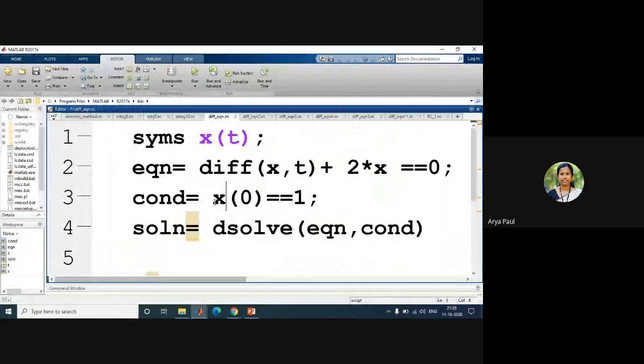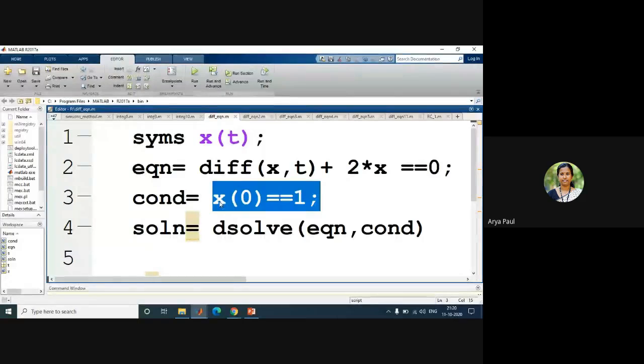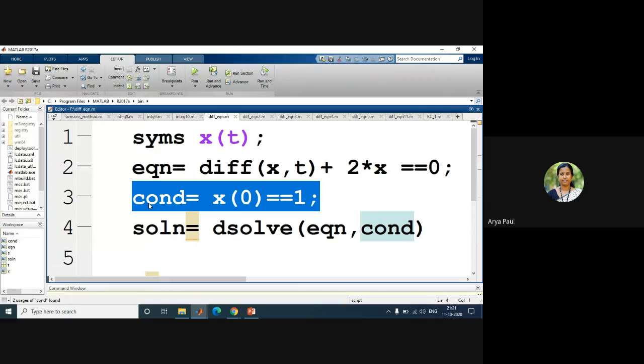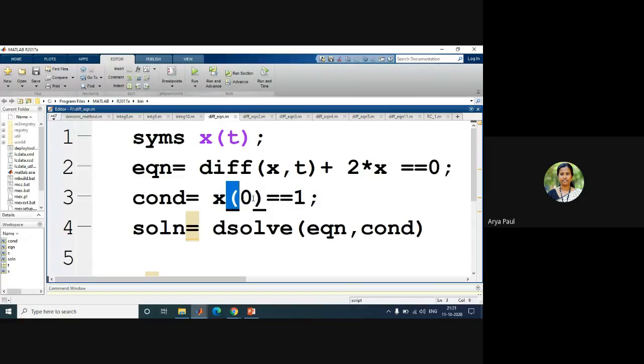In this question, it is given that at t equal to 0, the value of x is 1. So you are putting the initial condition, again with a double equal to, not a single equal to. You put x of 0 equal to 1 and assign this initial condition to a variable called cond, or condition variable. That means at t equal to 0, the value of the function is 1. Now you want to solve this equation.